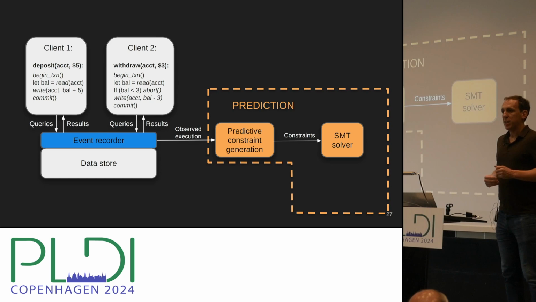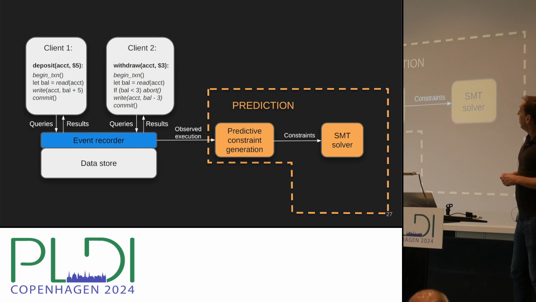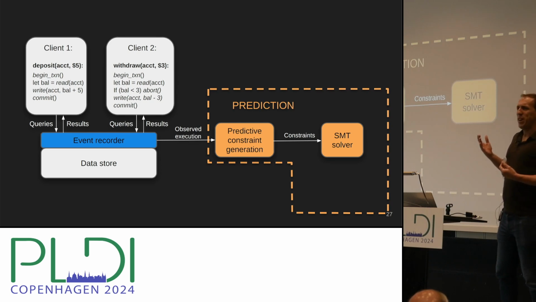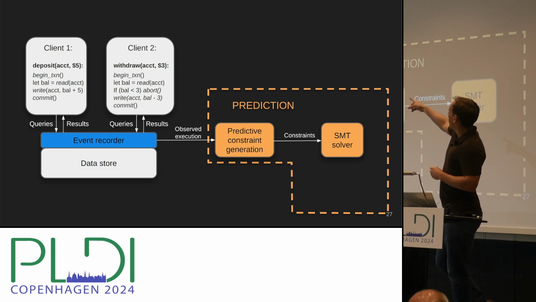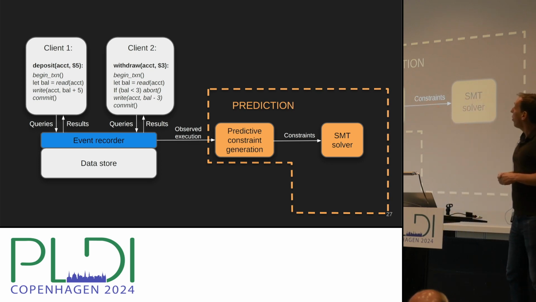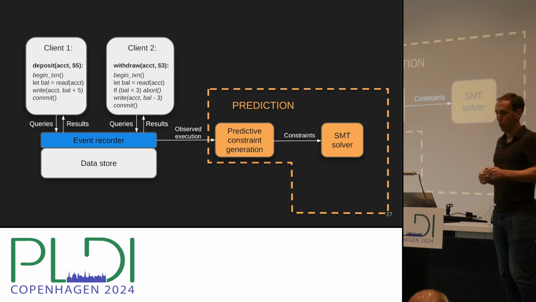Let's modify the example slightly. So, not slightly, let's modify it in a significant way so that client 2 here withdraws $3 rather than depositing $3. So the application code then would look different.